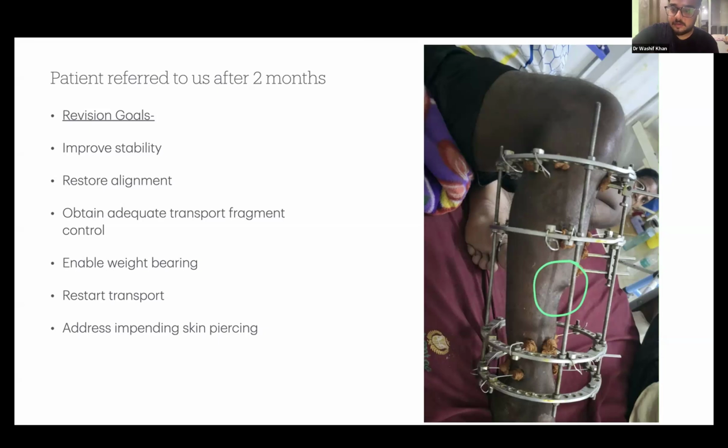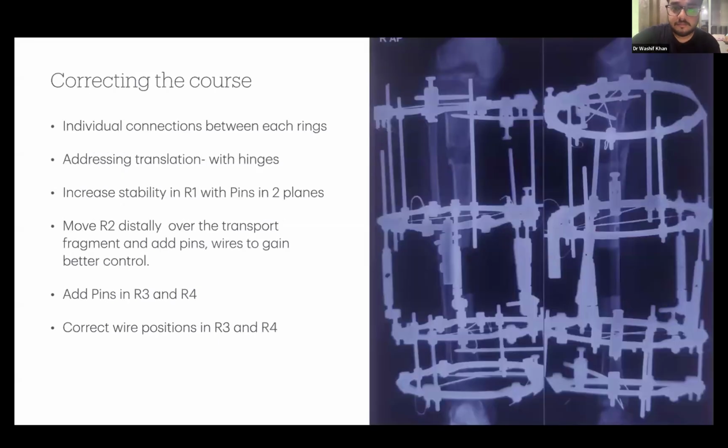I was worried about the skin being impinged and the piercing. So the revision goals for this patient were to improve stability, restore alignment, obtain adequate transport fragment control, enable weight bearing, restart transport, and address the impending skin piercing. So the measures that were taken were as follows. I broke the single rod construct and individual connections between each ring. The blocks were made.